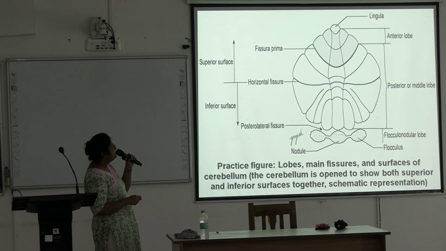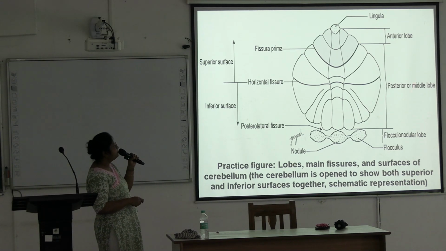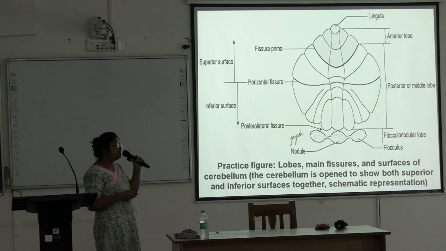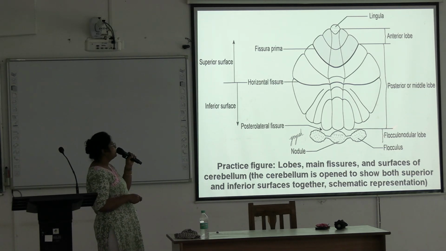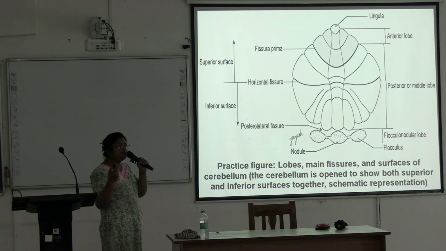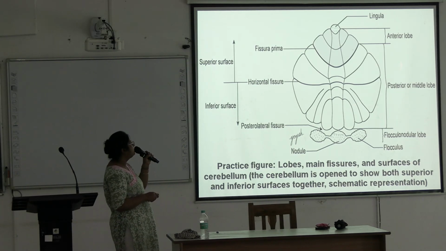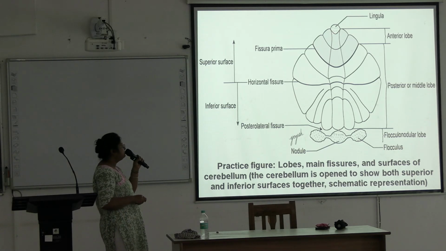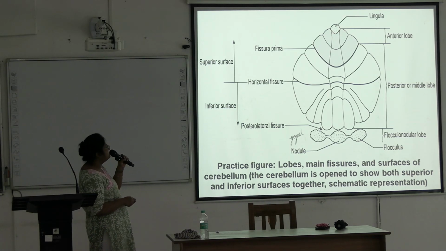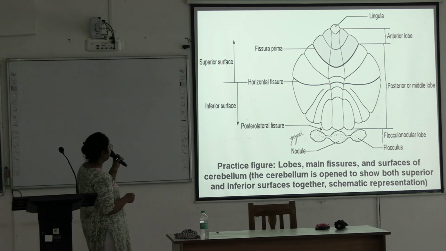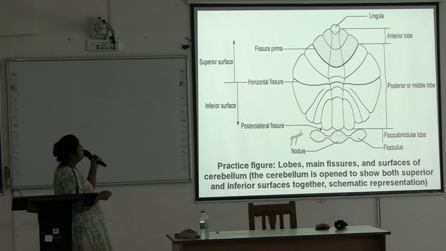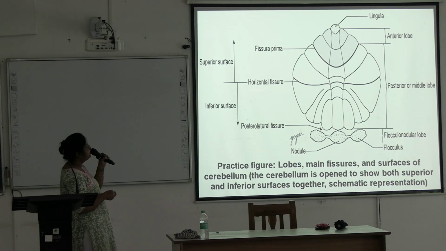So cerebellum has three lobes: anterior lobe, posterior lobe or middle lobe, and flocculonodular lobe, separated by fissura prima and posterolateral fissure. Another important fissure is horizontal fissure. Horizontal fissure separates the superior surface from the inferior surface. So this part is forming superior surface. Here is the inferior surface. And you can see in the midline there is the vermis, and on the two sides, two hemispheres. So this horizontal fissure is the separation for superior surface and inferior surface.